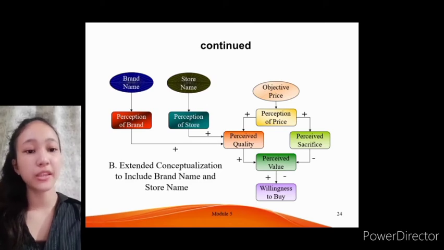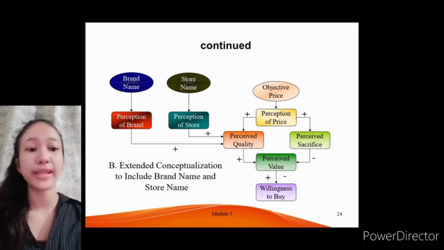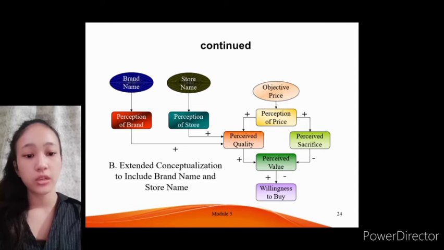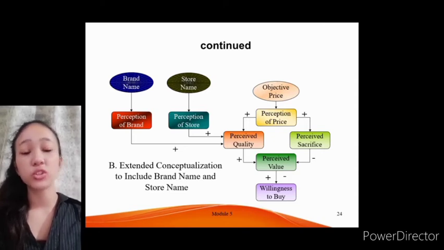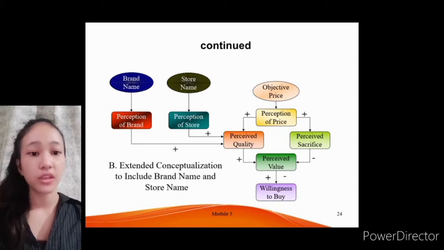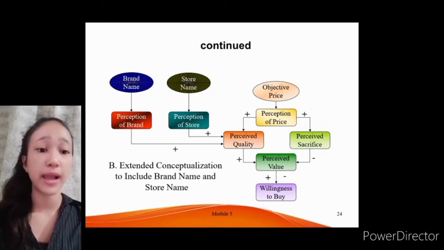Letter B, extended conceptualization to include brand name and store name. So this concept is the extension of the conceptual relationship of price effect. It elucidates on how the brand names and store names affect the consumer's willingness to buy.